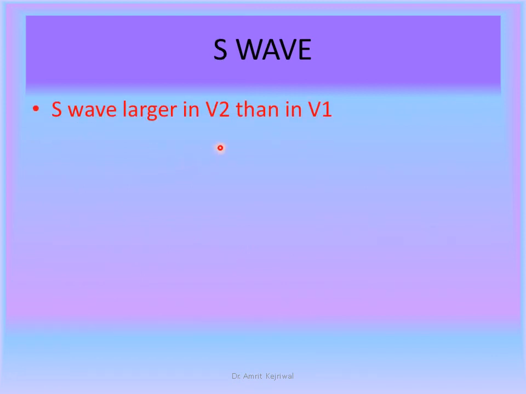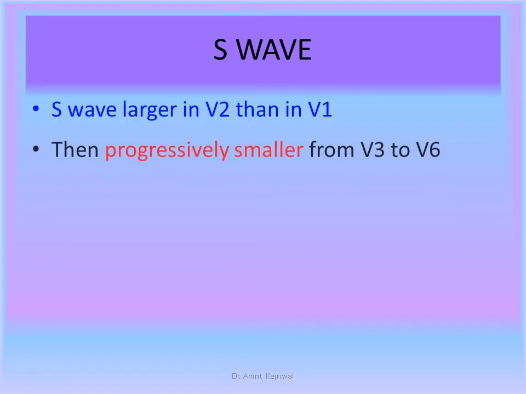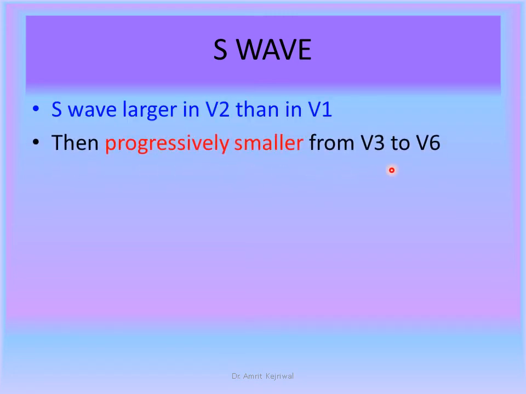S waves are generally larger in V2 than in V1, then progressively smaller from V3 to V6. So normally the S wave is largest in V2.